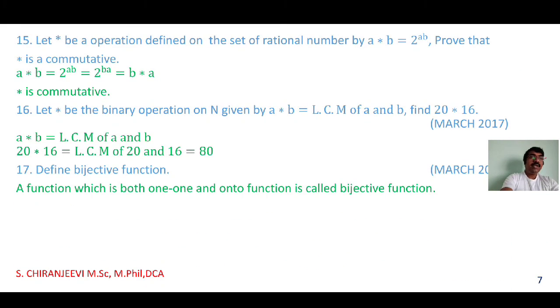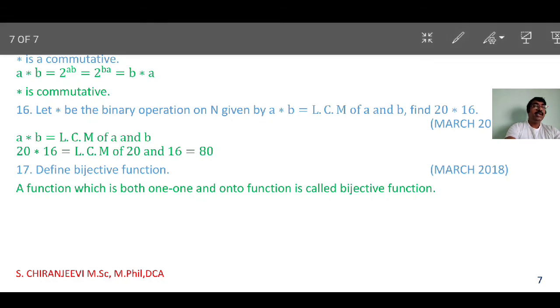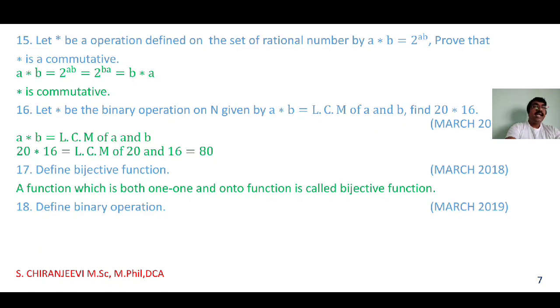17th, define bijective function, which is asked in the year March 2018. A function which is both one-one and onto is called a bijective function. A function which satisfies both one-one and onto is called a bijective function. 18th one, define binary operation, March 2019. A binary operation star on a set capital A is a function star from capital A cross capital A to capital A.